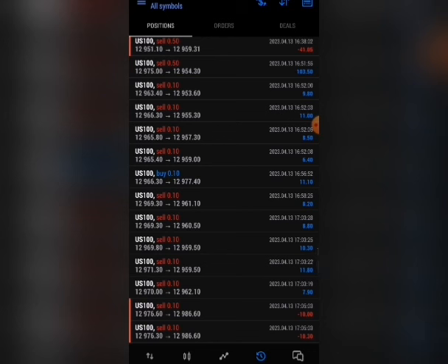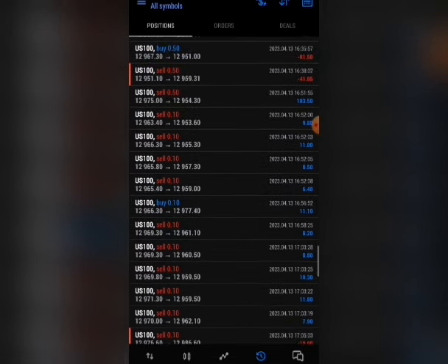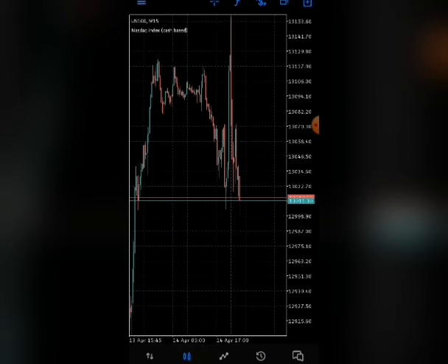And please, US100 is risky ground. It's risky ground. Please, it's only for experienced traders. Don't start here if you are a new trader. This is for experienced traders.